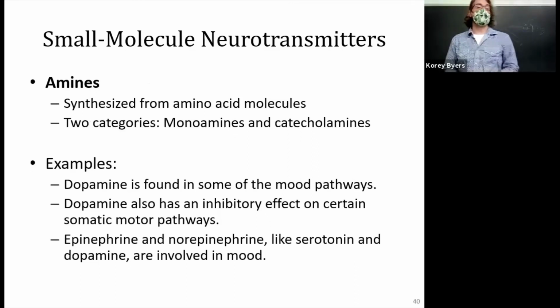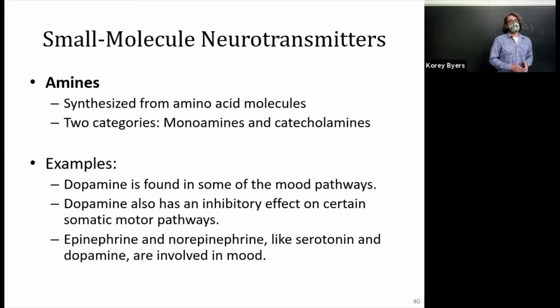The second class are called amines, like dopamine. They're synthesized from amino acids, and there are two categories, monoamines and catecholamines, which if you've ever worked in a pharmacy or worked on medicine, you maybe have seen. Monoamines can be used as mood stabilizers. Now remember, we can't just give dopamine. We have to give monoamine inhibitors or reuptake inhibitors, whatever.